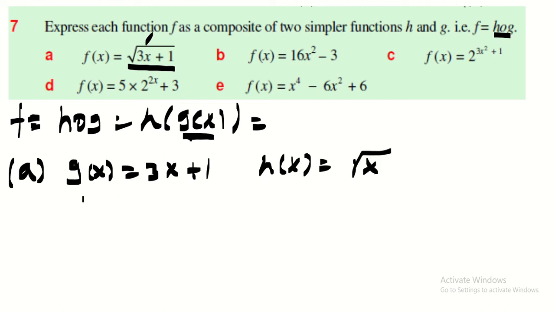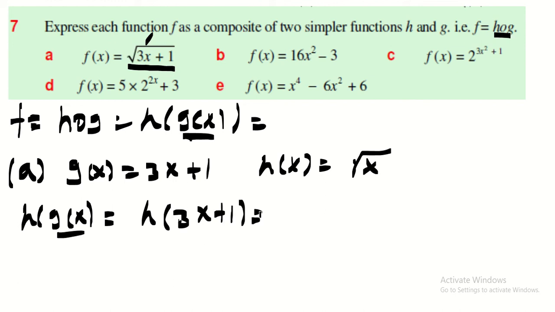Now, if you compose, you will get the result. h of g of x: h of what? Our g of x is 3x plus 1. Then h of this thing. First of all, h of x puts everything in the square root, so square root of 3x plus 1. So it will give you the function.